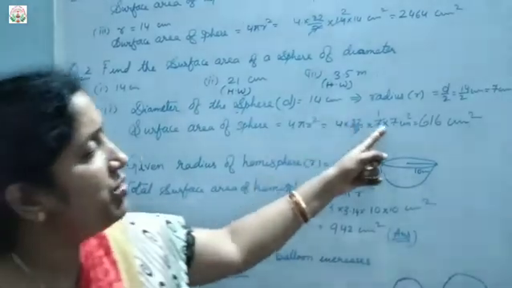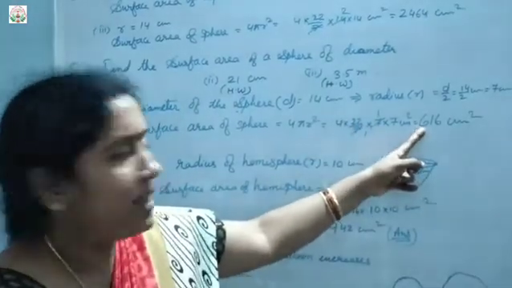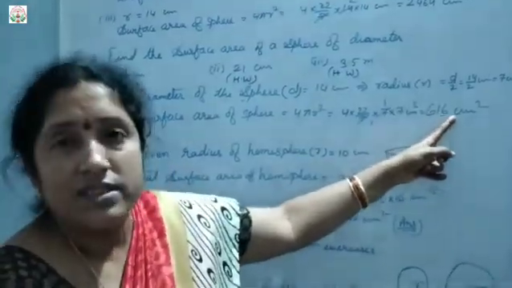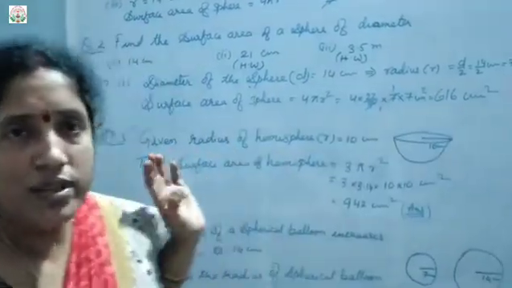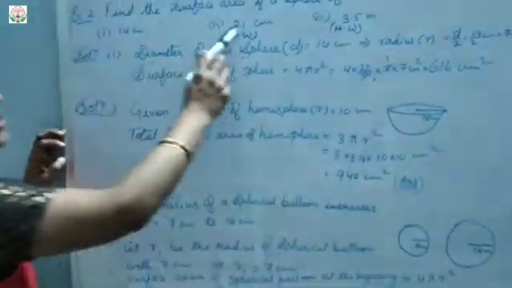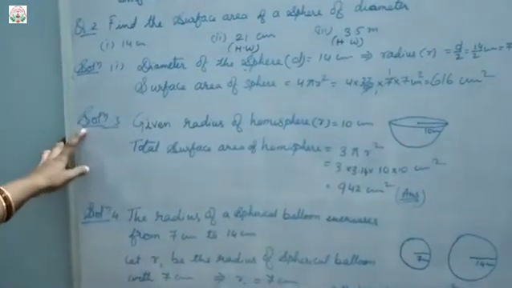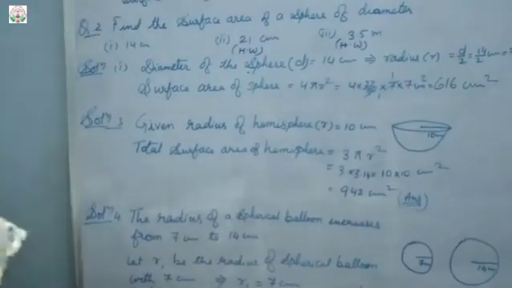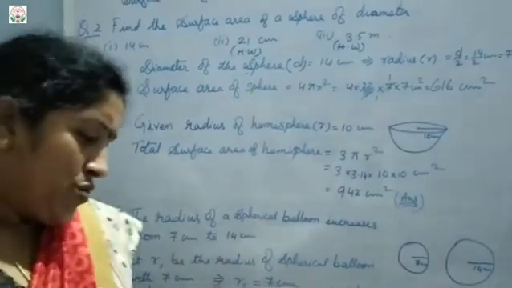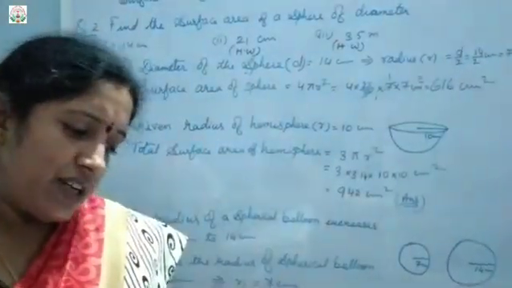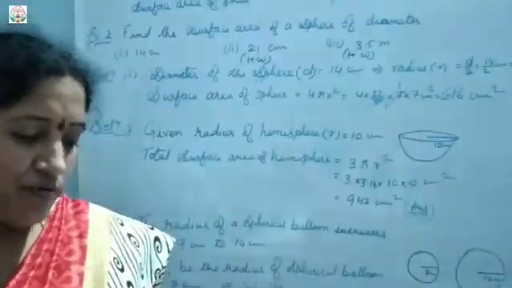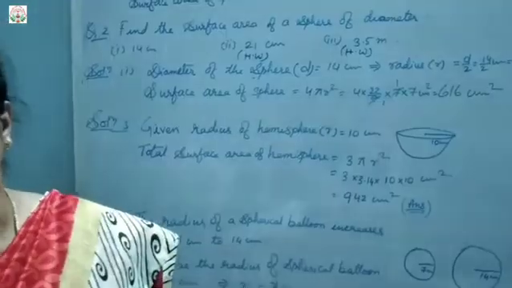Now on simplification, what you will get? The answer as 616 cm square. Okay. So now the other two questions, solve it as homework. Now the third question we'll see, that is given in the book as: find the total surface area of the hemisphere of radius 10 centimeter.